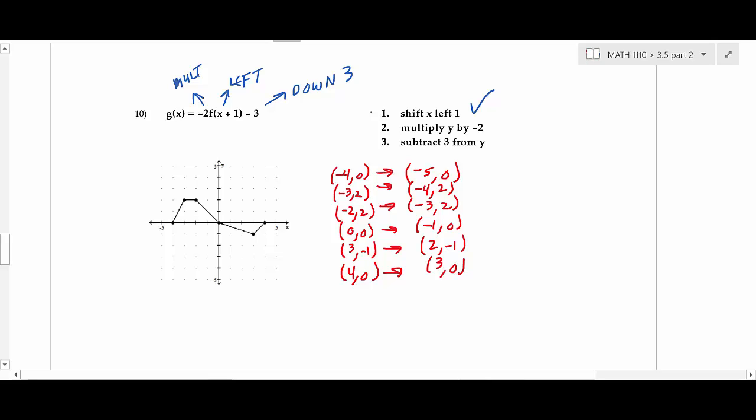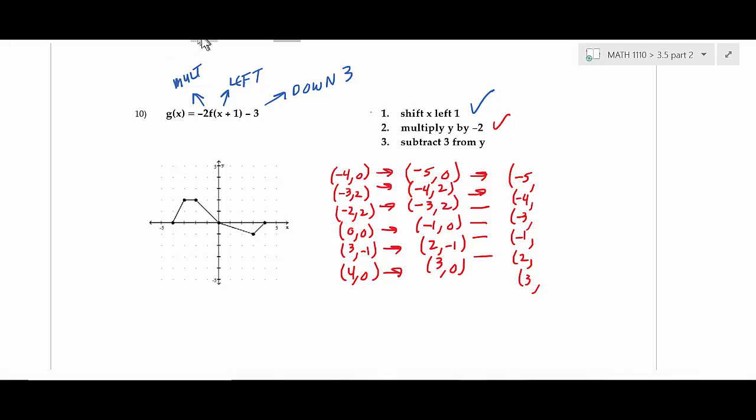Then I'm going to multiply all the y's by -2. So I'll do this kind of from here. What I have is the x's are set, so they're not going to change. What you want to do is just take the y values here and multiply them by -2. That'll cause it to stretch and reflect.